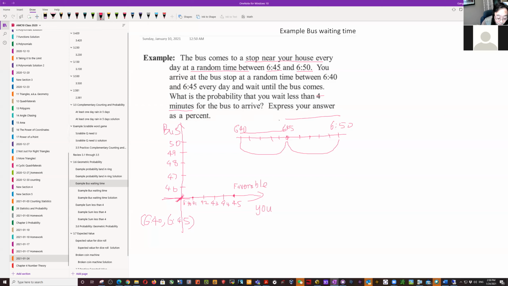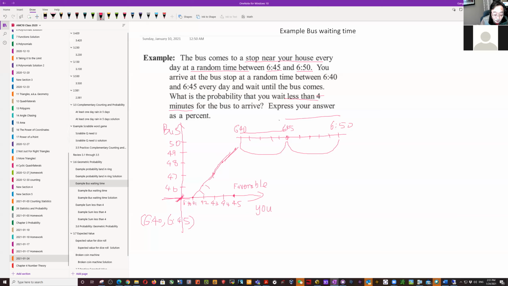So 41, 45, 42, 46, 43, 47, 44, 48, 45, 49. So this line is on the borderline. This is the line we actually need to exclude because it's saying less than 4 minutes. So basically, this line itself will be excluded.